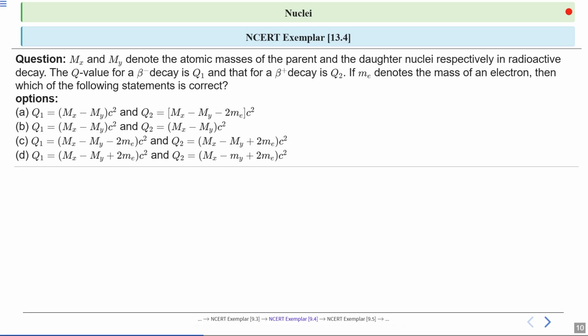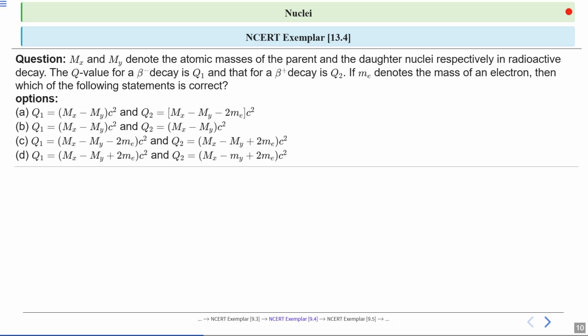The Q value represents the energy released during a nuclear reaction. The Q value determines whether a nuclear reaction is energetically favorable, that is Q is positive, or not, that is Q is negative. 4 options are given and you have to choose the correct one.